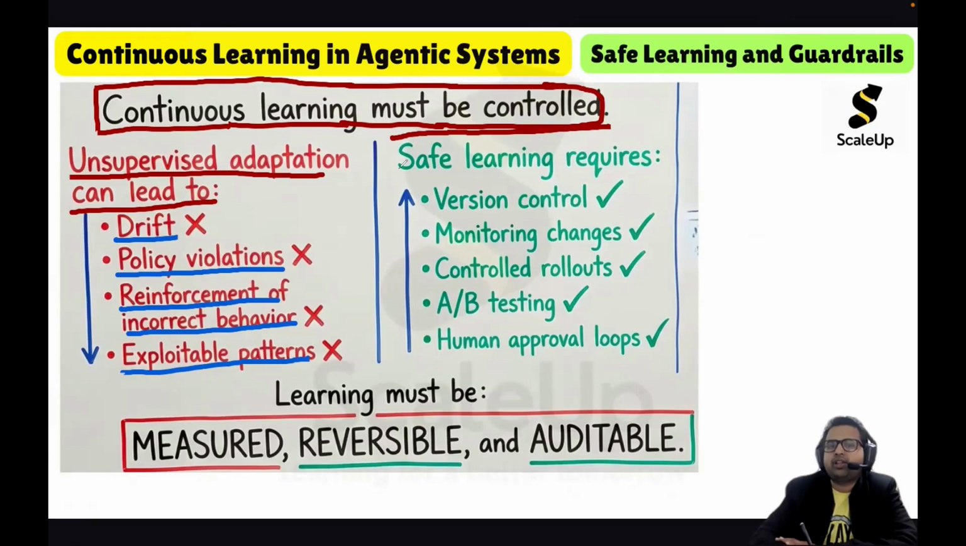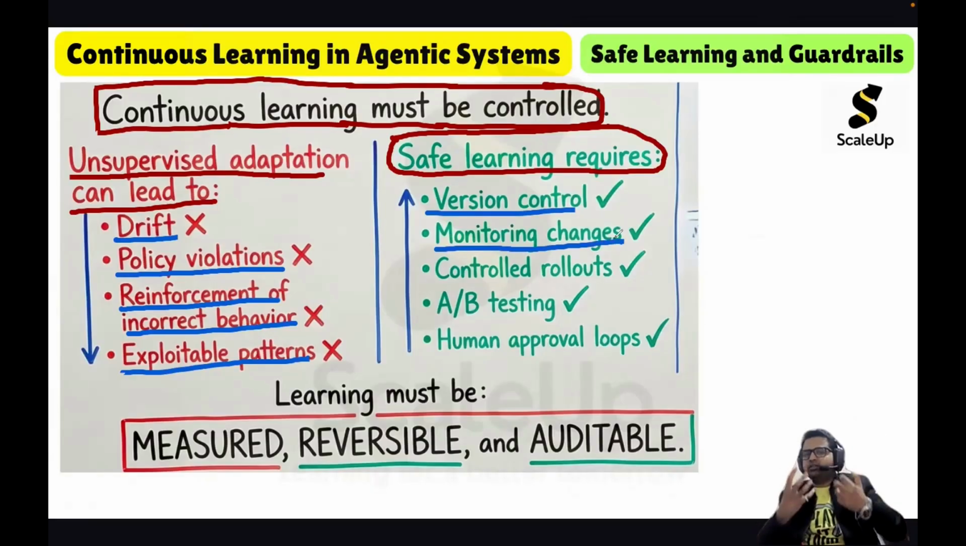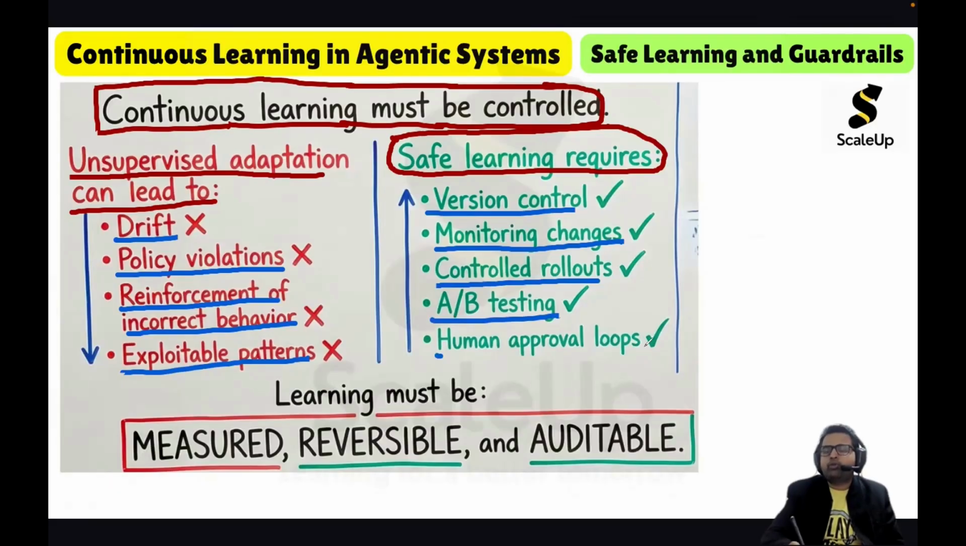And what is safe learning? Safe learning requires version control, monitoring changes. So the idea is that whatever the learning the agentic AI system is doing, it is getting reflected. So we should monitor the changes. We should monitor its behavior, whether after learning it is going towards the right direction or not. Safe learning requires controlled rollouts, A/B testing, human approval loops. Human approval loops will be very important in safe learning.